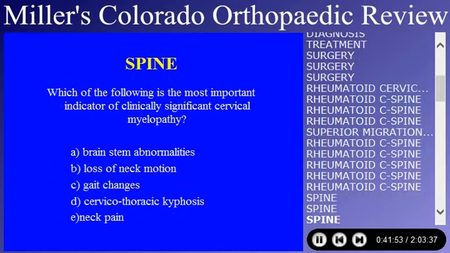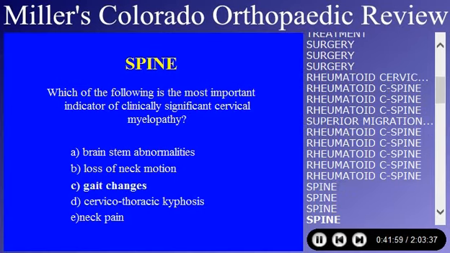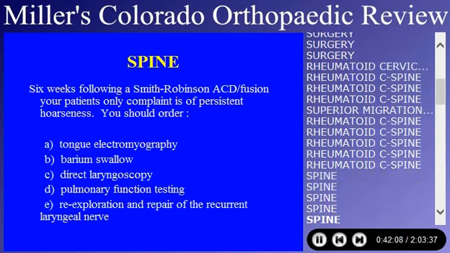Dr. Ayers. Gait changes. Correct. Hand dysfunction is pretty important as well, but this is the one that a lot of the literature is based upon, the presence of gait changes.